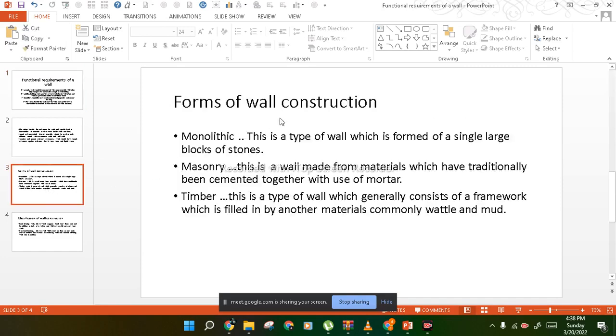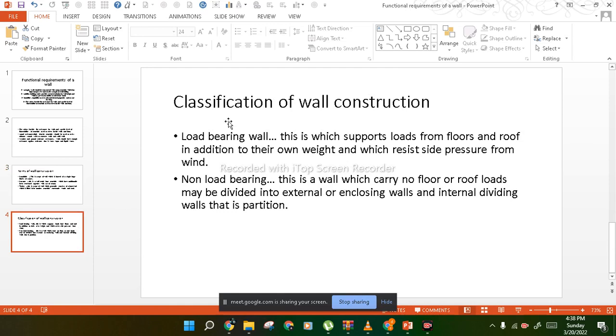Let us go to forms of wall construction. We have Bob to take us through those points very quickly. Bob, are you still there? We have monolithic. Yes, I'm there. Thank you. Monolithic. We have masonry. Yes. And then timber. Thank you very much. Then let us go to the last one where we are classifying walls.